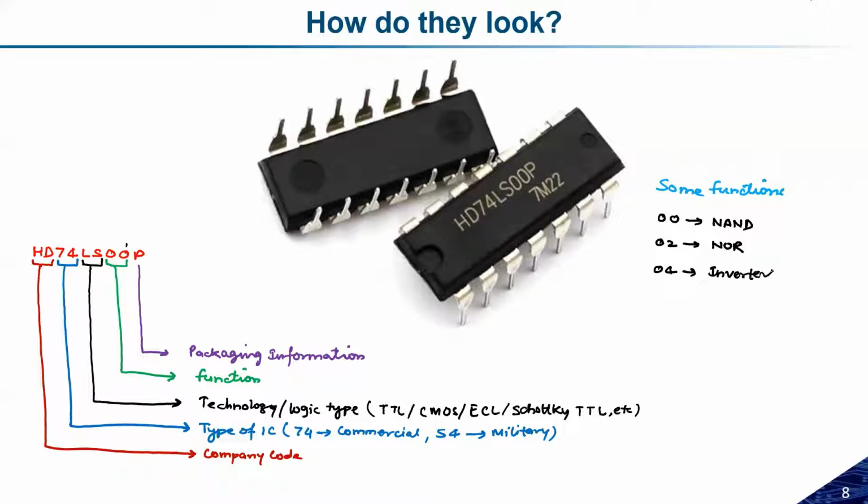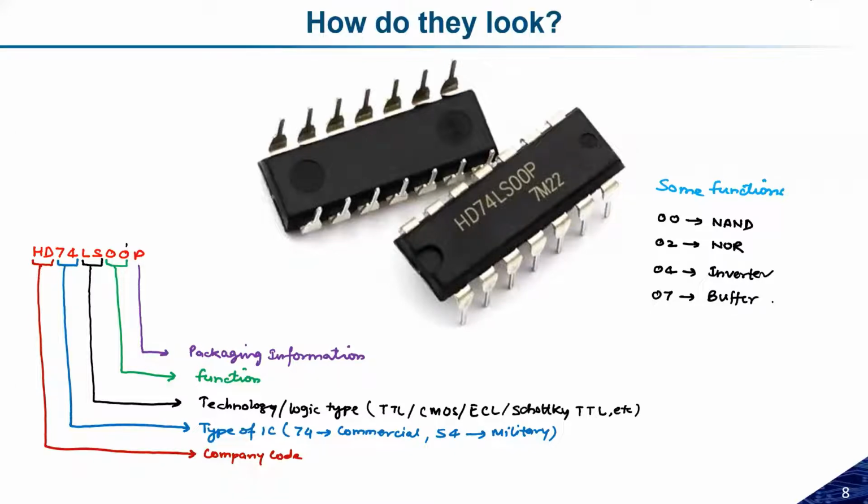Okay, so if 04 is there, then this is for the inverter. Similarly, if 07 is there, sometimes we need the buffer to remove the loading effect and other things. So if 07 is there, then the buffer is nothing but whatever input I am giving, the output will be the same. Or for impedance matching and other things, the buffer is used.